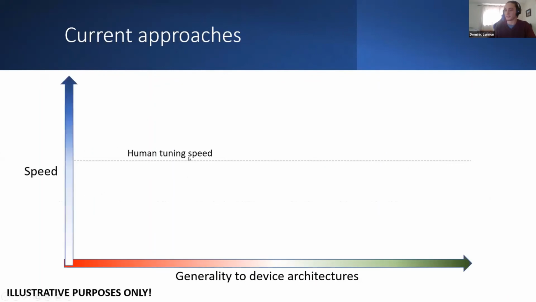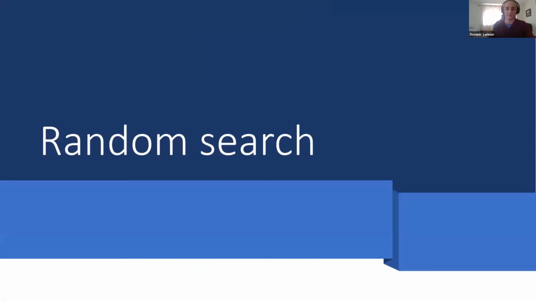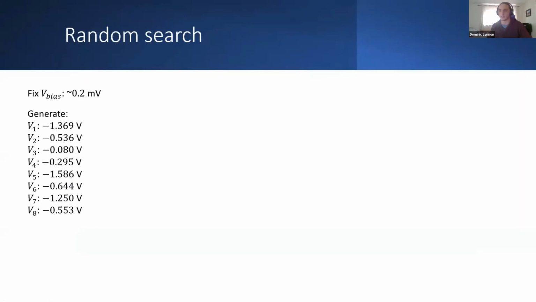So we can think about this algorithm problem in terms of generality to architectures and speed. Humans are roughly here. And the way we want to tackle it is we want to think about the slowest algorithm possible, but that is very general, and then boost it up by sacrificing some generality to get above human tuning speeds. And what kind of algorithm lives in this space here? Random search, of course.